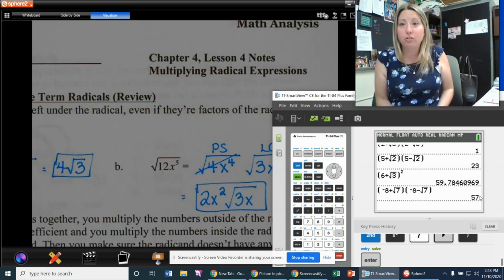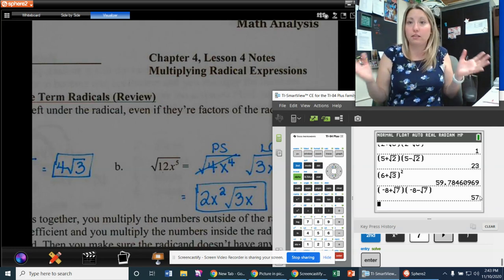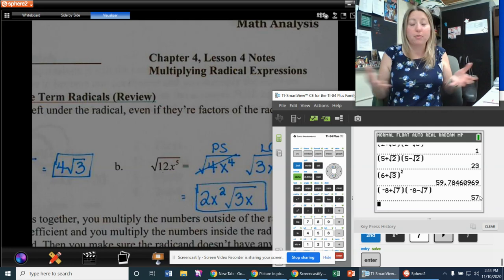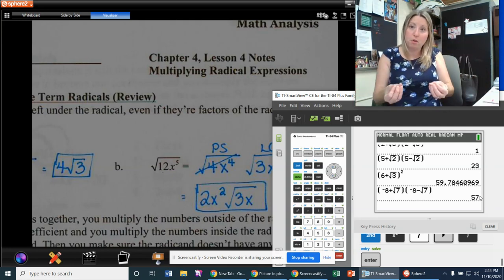It's not because I don't want you using it, okay? I am more than happy to show you those things. I like you using your tools at your disposal, but this is a case where you can't. The only time you can use your graphing calculator is if you're multiplying conjugates together, okay?